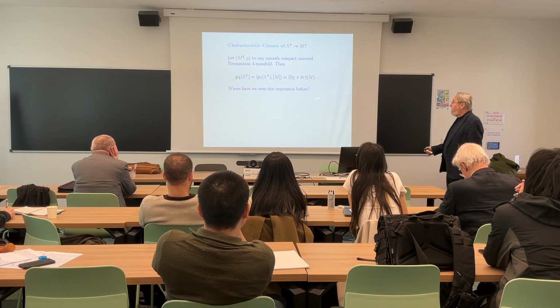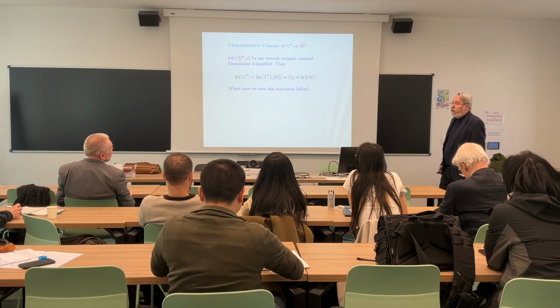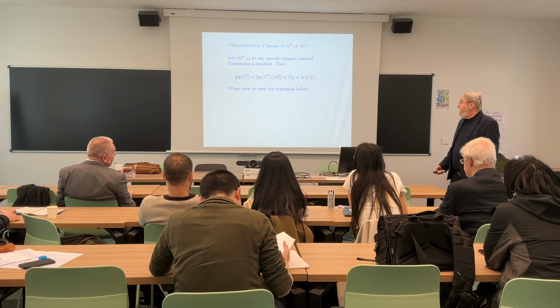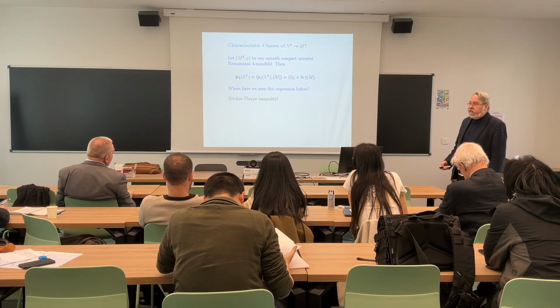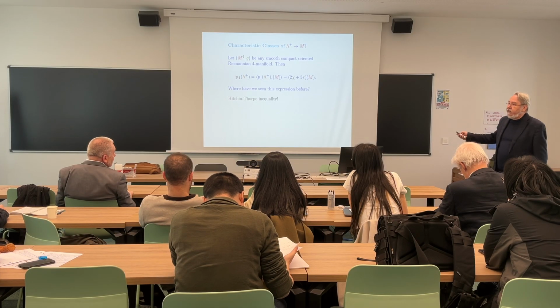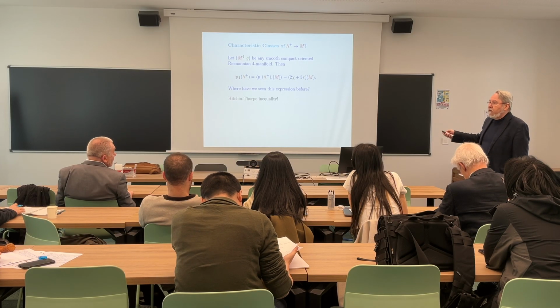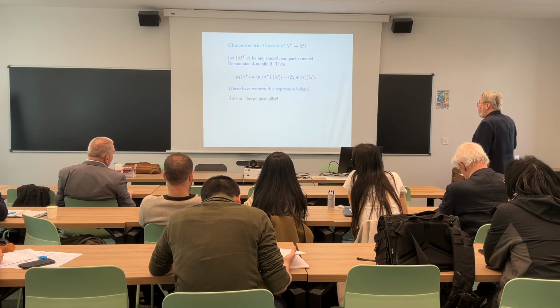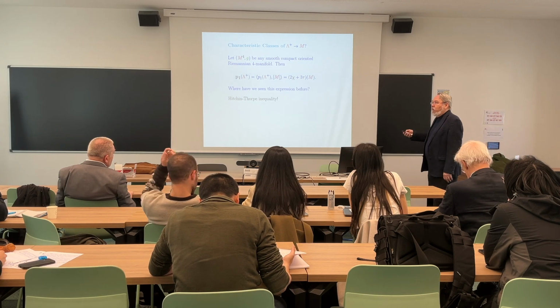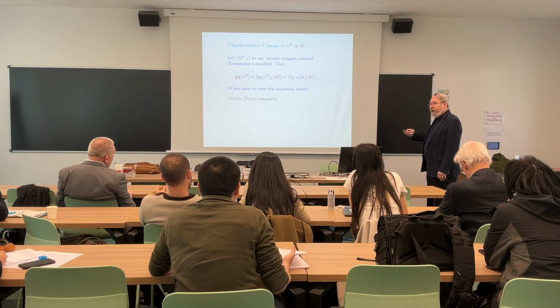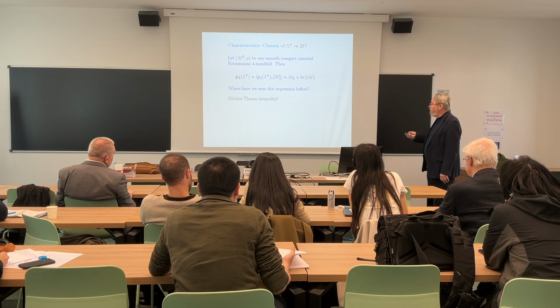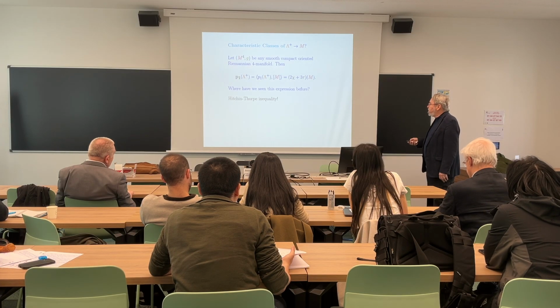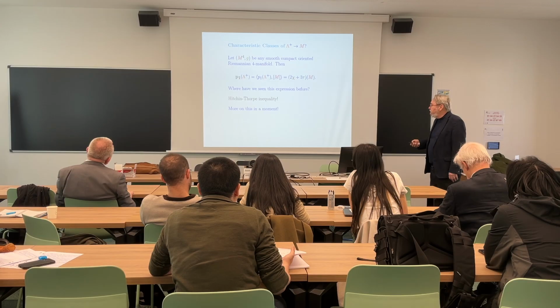Where have we seen this expression before? 2 chi plus 3 tau. Remember, the Hitchin-Thorpe inequality was saying that if you had an Einstein metric, this number, 2 chi plus 3 tau, would be non-negative. And actually, there is a direct way of seeing that. We're going to revisit the Hitchin-Thorpe inequality in a moment to see how this Pontryagin number comes into play.